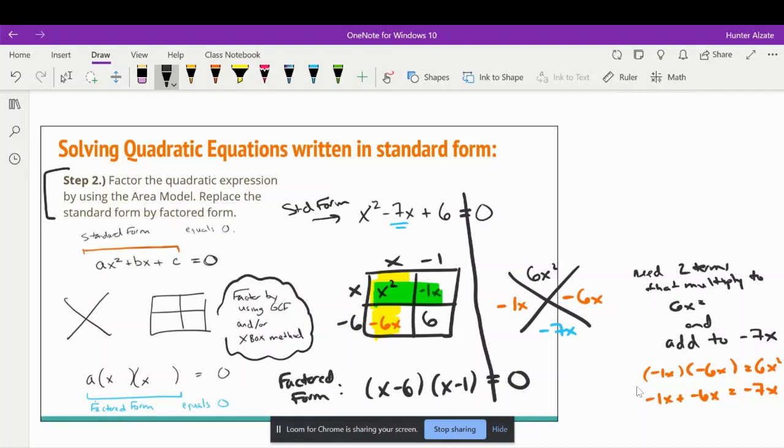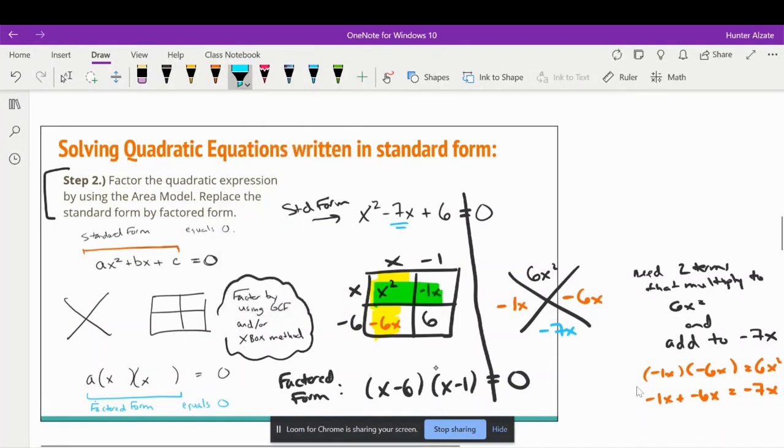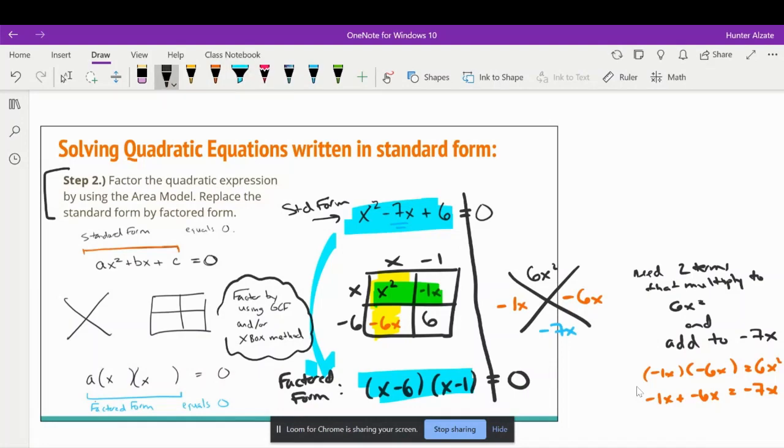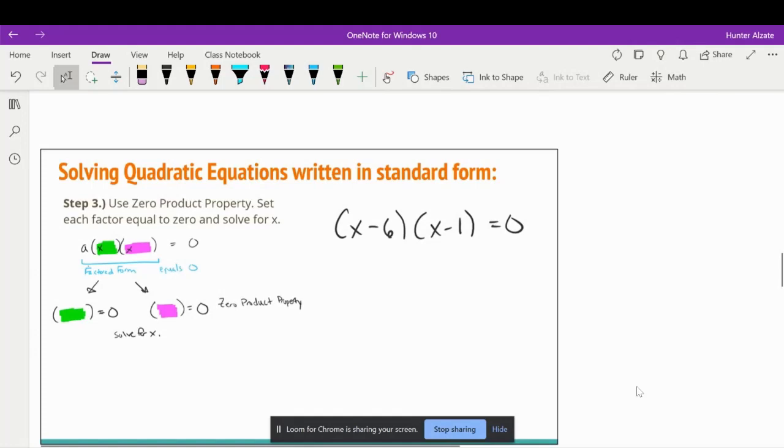All I did was I took my standard form and I just rewrote it into factored form. Okay, so that's step 2. Basically, you just have to factor this standard form. Okay, so I got my factored form, x minus 6, x minus 1 equals 0. Now use zero product property.